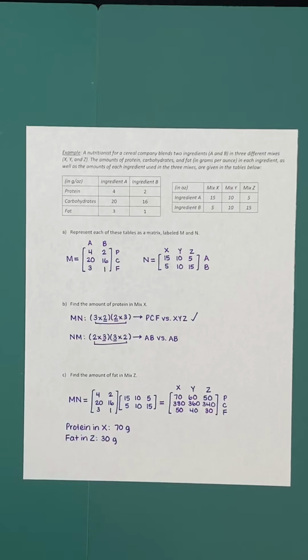Okay, so a nutritionist for a cereal company blends 2 ingredients, we're going to call them A and B, in 3 different mixes. We're going to call them X, Y, and Z. So we're blending ingredients A and B into different mixes, X, Y, and Z. The amounts of protein, carbohydrates, and fat in grams per ounces in each ingredient, remember the ingredients are A and B, so the amount of nutrients in each ingredient, as well as the amounts of each ingredient used in the 3 mixes, are given in the tables below.